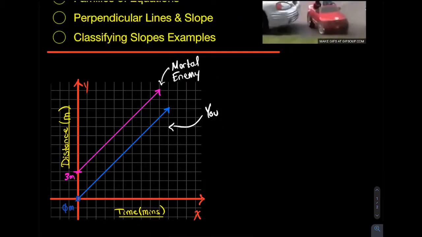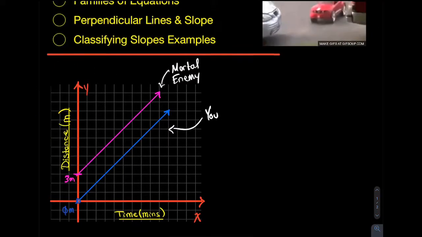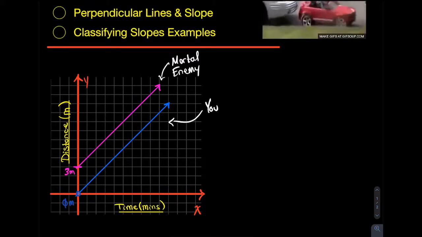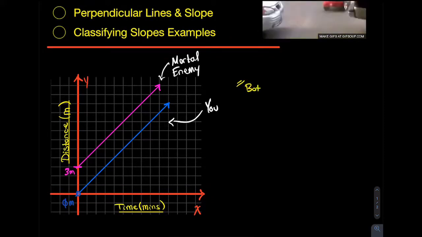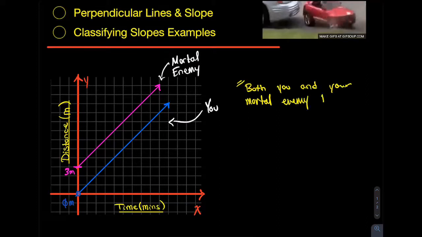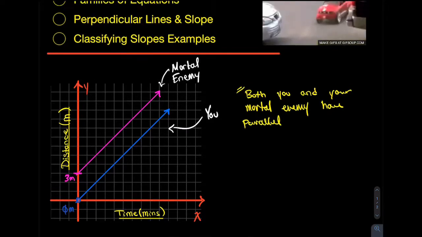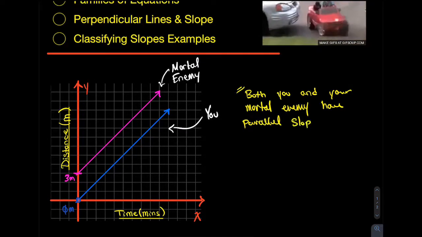Well, for the folks who are saying there's no way I'm going to catch up, why do you think that you'll never catch up, just looking at this graph right here? One thing that we need to notice here is that both of these lines are parallel. Both you and your mortal enemy have parallel slopes, or parallel lines.